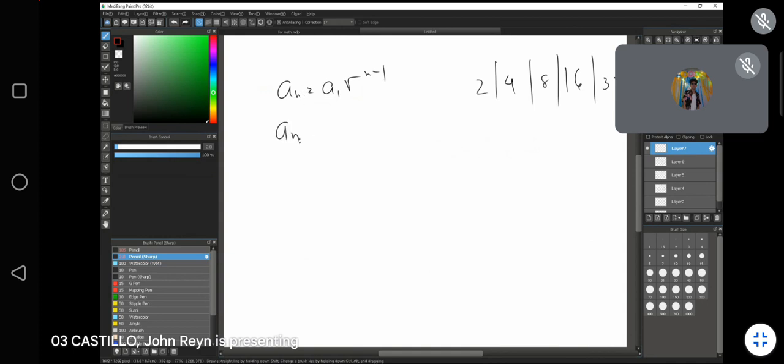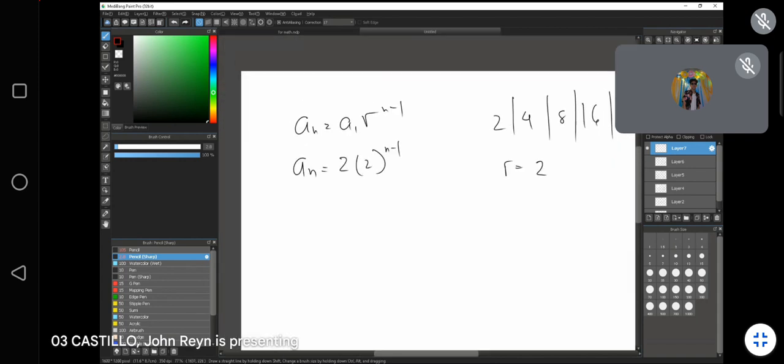So a sub n should be, the first term should be 2. If we divide it, we would have our common ratio, which would be 2. So we would have 2, 2, and n minus 1. That is our general term. That's it. We just wrote it down. It's already a general term.